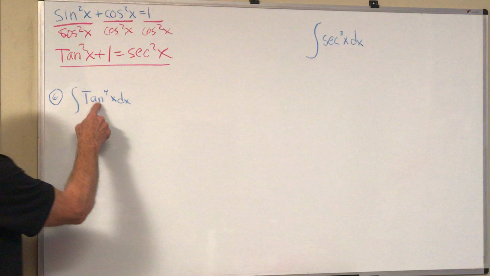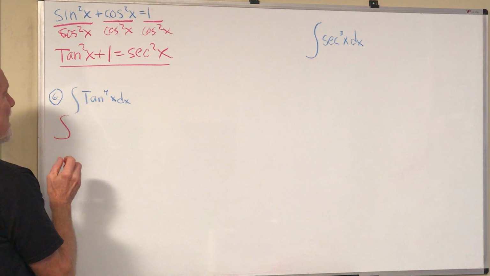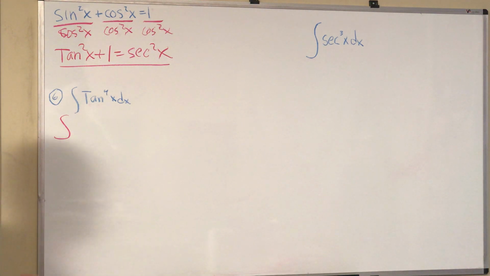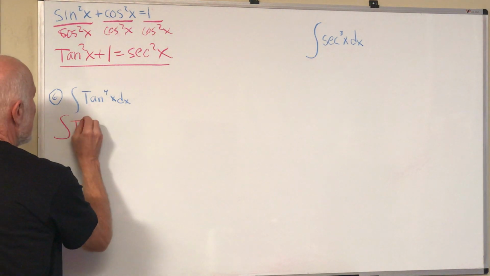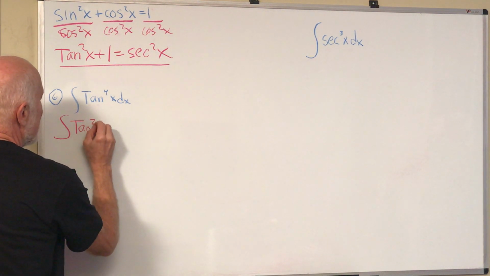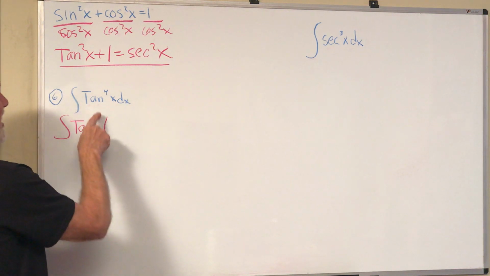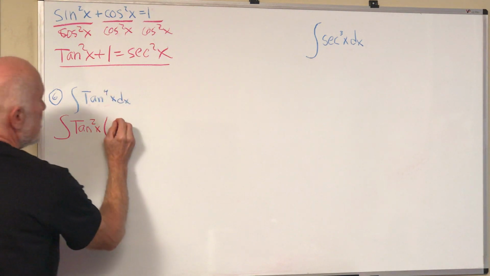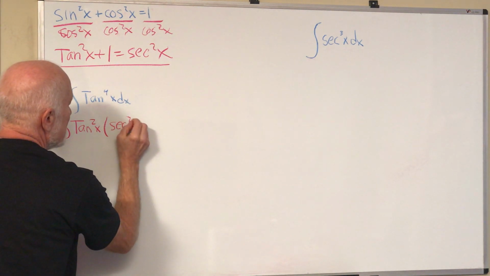So what I'm going to do is come down here. I don't want to get rid of all the tangents. I want to get tangent and secant together. So I'm going to call this tangent squared of x, and then make the other tangent squared of x secant squared minus 1.